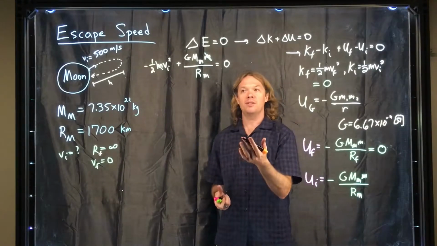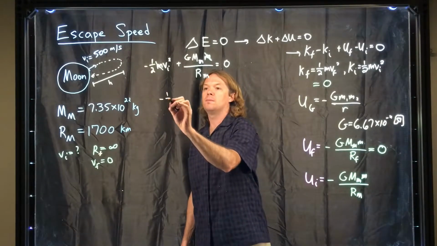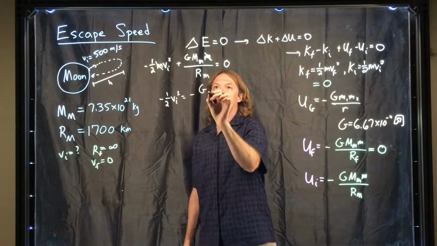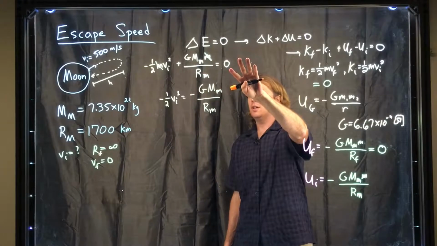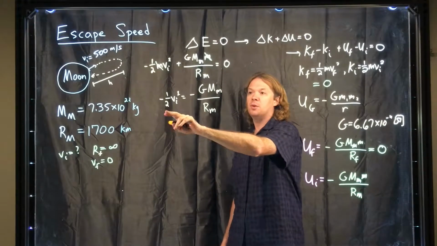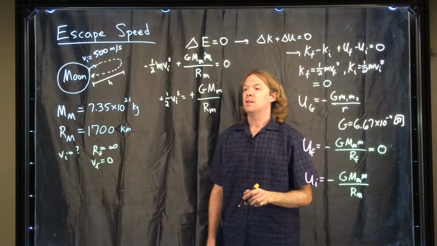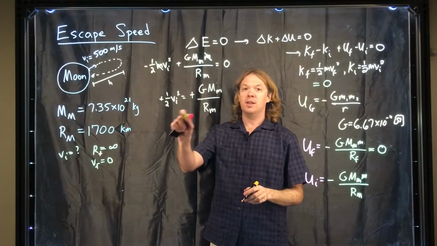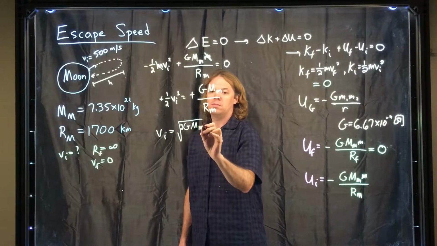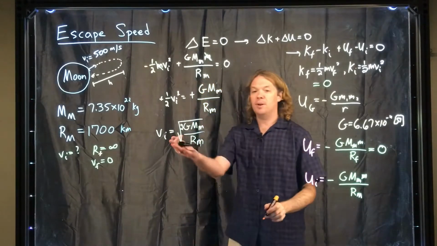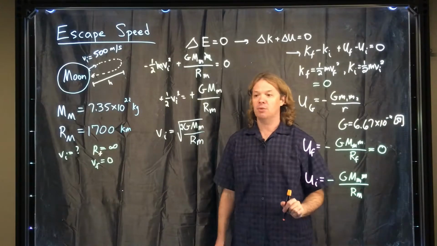So now I'm just going to rearrange this equation to solve for the initial velocity. That's moving this term over here, and now I'm going to multiply times 2, get rid of that negative sign, and then take a square root. And we get a pretty simple expression in the end: the square root of 2G times the mass of the moon divided by the radius of the moon.